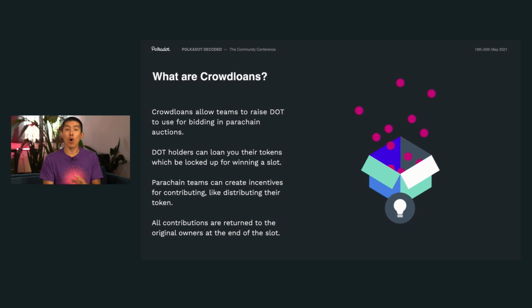Of course, this is only a loan, right? So just like the auction process, all crowdloan participants, all DOT holders will get back their original contributions at the end of the slot. We guarantee this with the logic on chain. Thus, participating in a crowdloan is, again, just a cost of opportunity and something you definitely want to do.